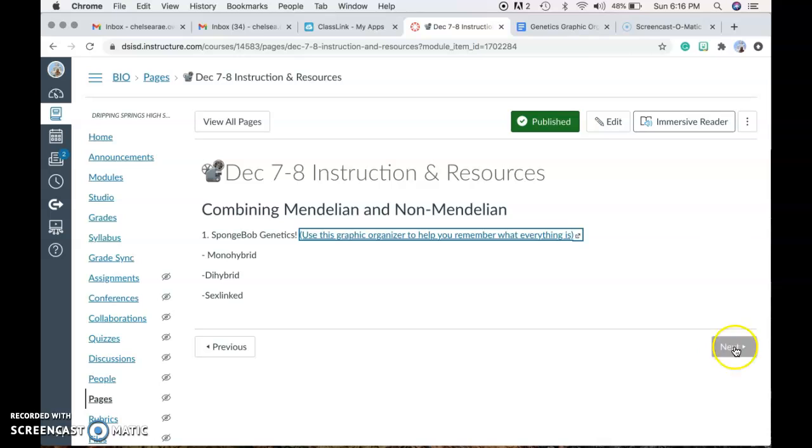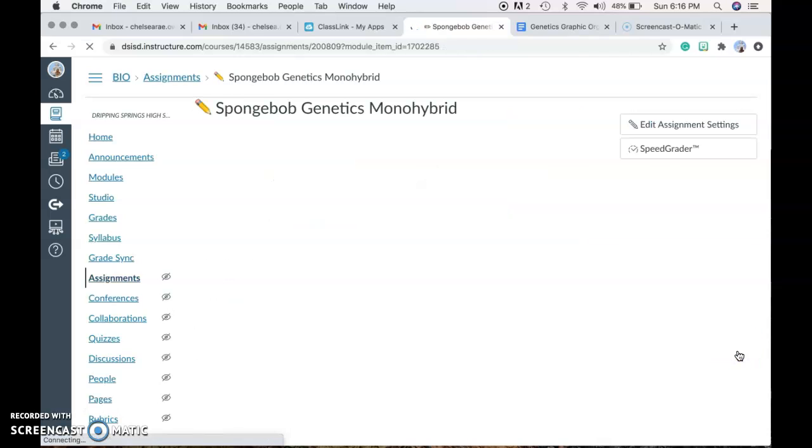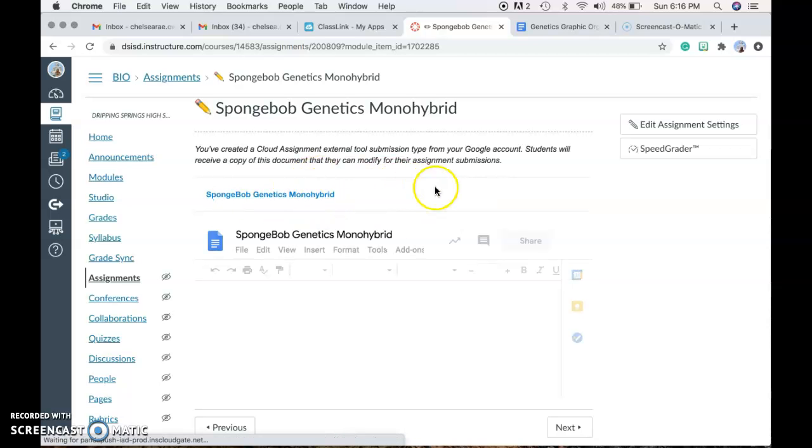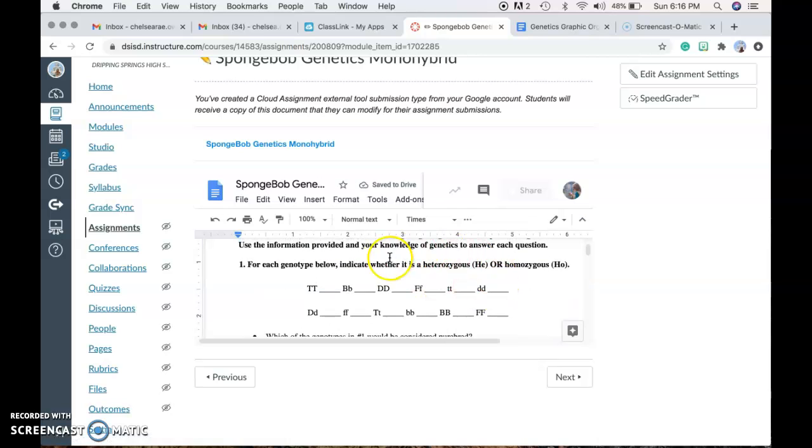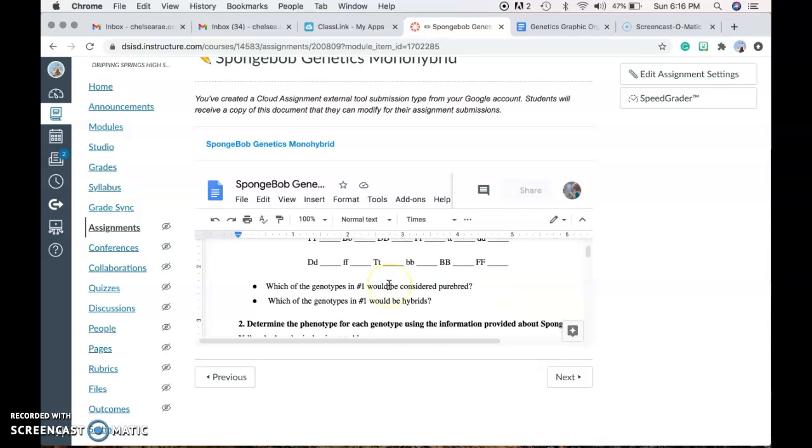The first thing you're going to work on is monohybrid crosses, and this is just a bunch of problems dealing with SpongeBob. So when you open it up, you're going to have the link to the assignment like normal. You'll click on it and open it up. Read the directions. Up here, you're going to figure out, is this heterozygous or homozygous? So this one here, 2 capital T's, they're the same, so obviously it's homozygous, so I'd put HO. Big B, little b right here is heterozygous because they're different, so I'd put HE.